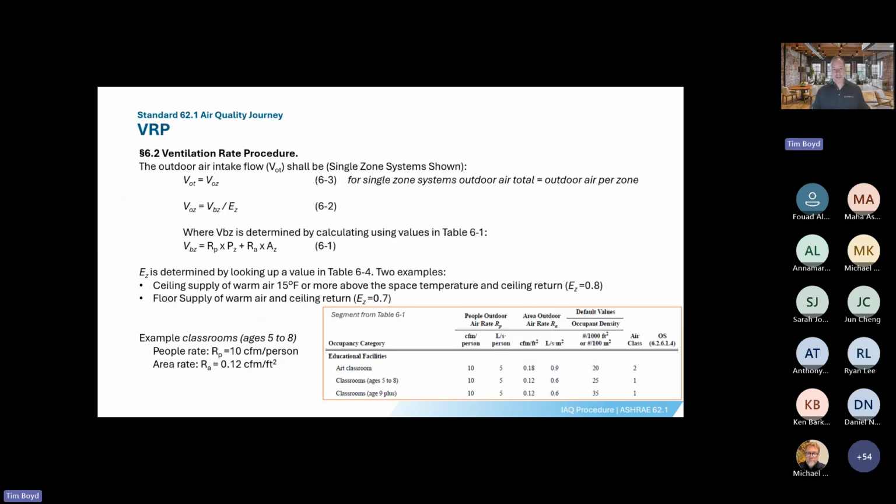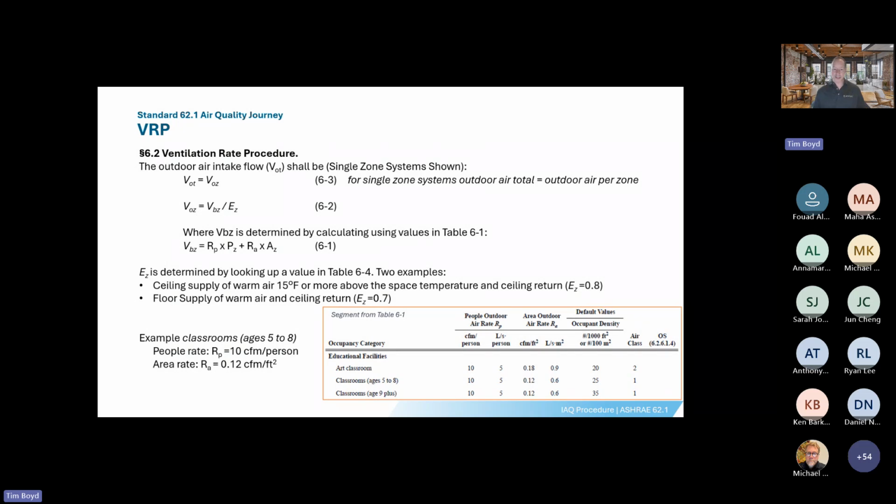Now you can get into the ventilation rate procedure. I'm going to assume most people, if not all, are familiar with this calculation, so I don't want to belabor the point, but let's look at the bottom. Our example today is going to be a classroom. Notice the outdoor air requirement in the VRP is 10 CFM per person, and the area requirement is 0.12 CFM per square foot. The occupant density is either 25 kids or 35 kids. We're going to do an example with 25 kids.